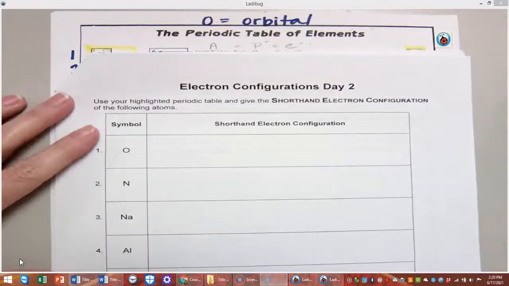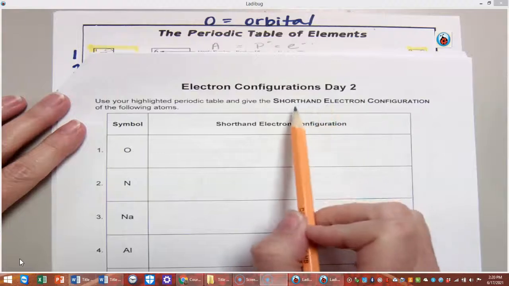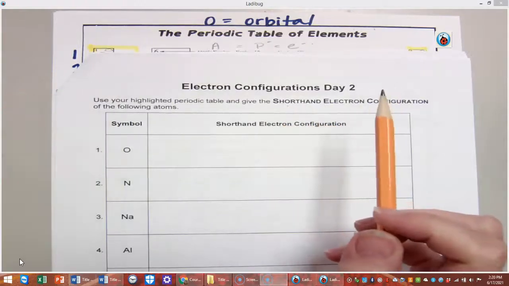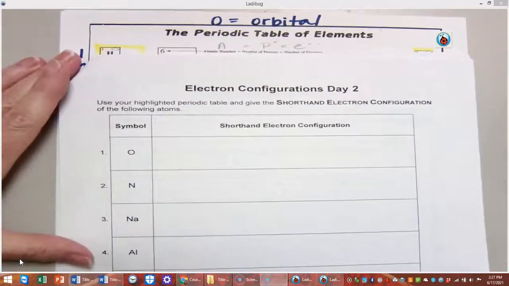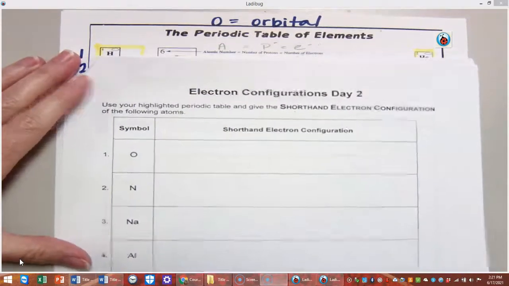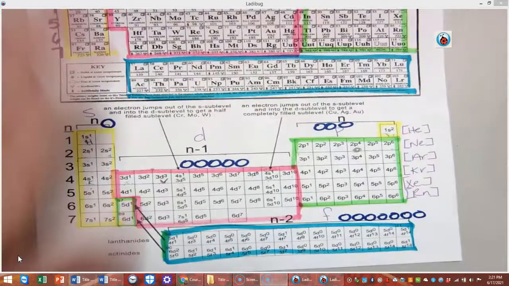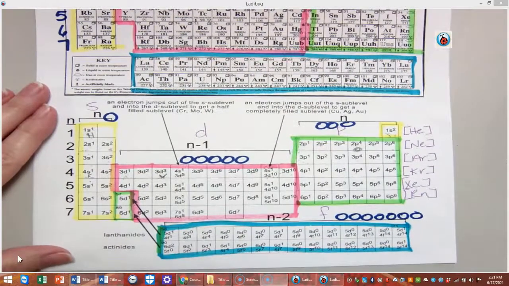Okay, we're on Electron Configurations Day 2. Here we're going to learn how to create shorthand electron configurations. As we learned in Day 1, it takes a long time to write out some of these configurations, especially when you get further up: 1s2, 2s2. So there is a shortcut method to the madness.